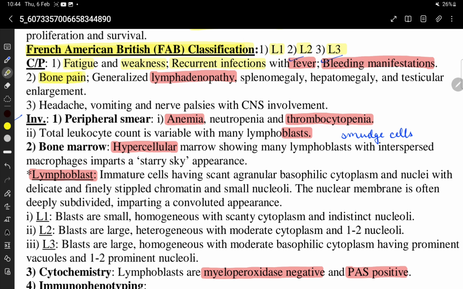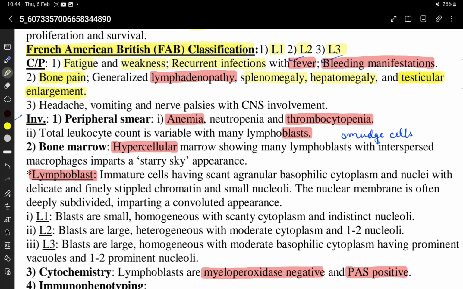Bone pain, generalized lymphadenopathy, splenomegaly, hepatomegaly, and testicular enlargement. There is testicular enlargement in case of ALL.